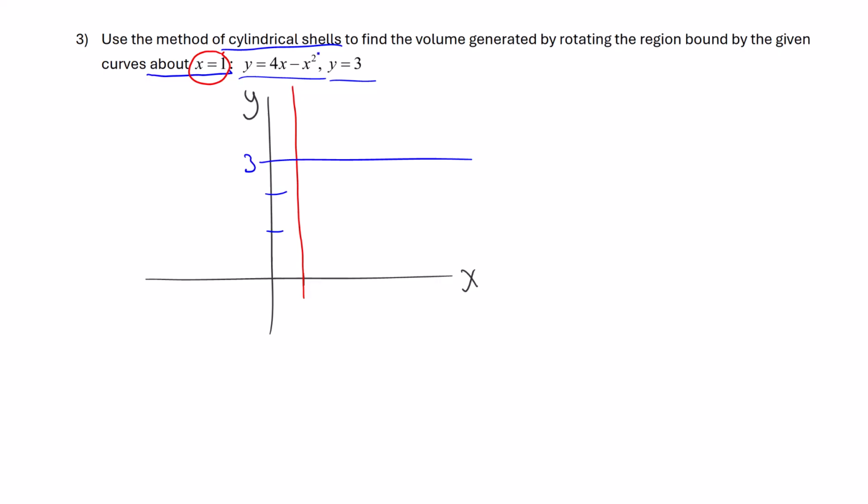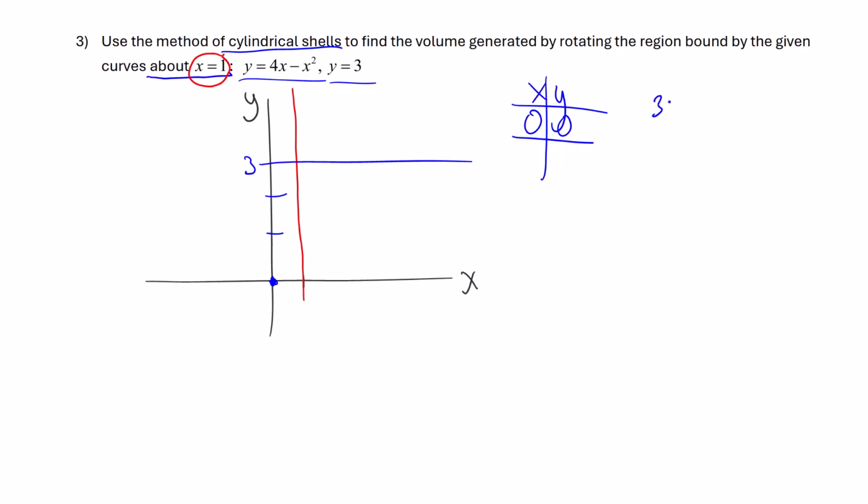If I make a simple xy table, then when x is 0, so is y. So we know there's a point at 0, 0. It'd be nice to know where it intersects the line y equals 3. So let's do a little bit of algebra for that.